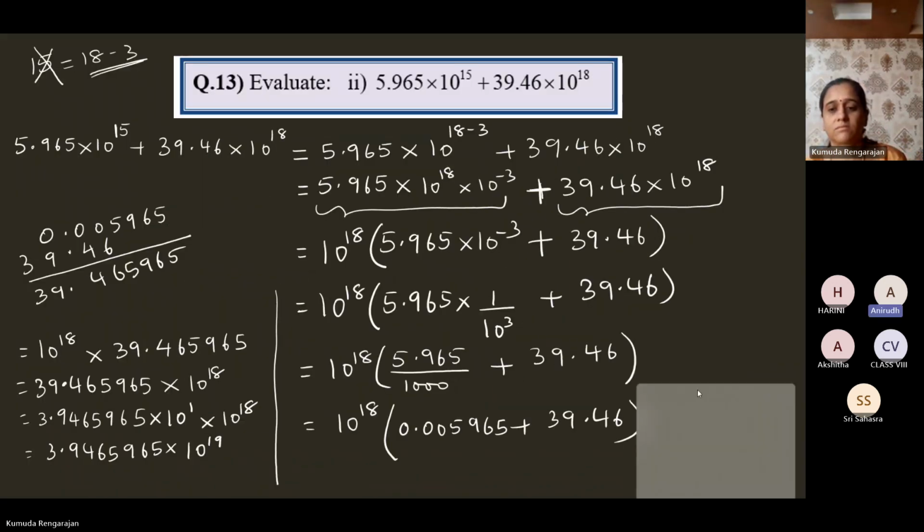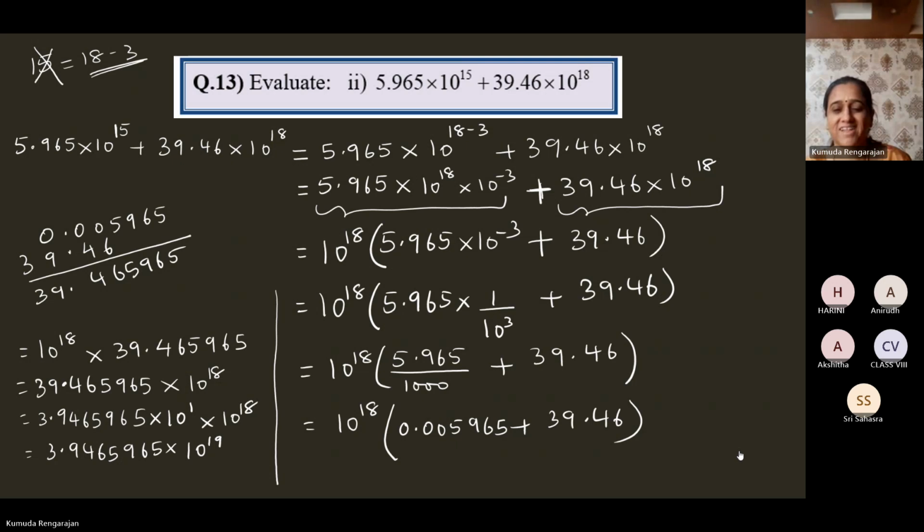Ma'am, can you say again, please, ma'am? No, work this answer. After that, in this method, what have we done? We have written 15 as 18 minus 3, right? Yes, ma'am. Yeah, now you do the same sum by changing 18. Write 18 as 15 plus 3.